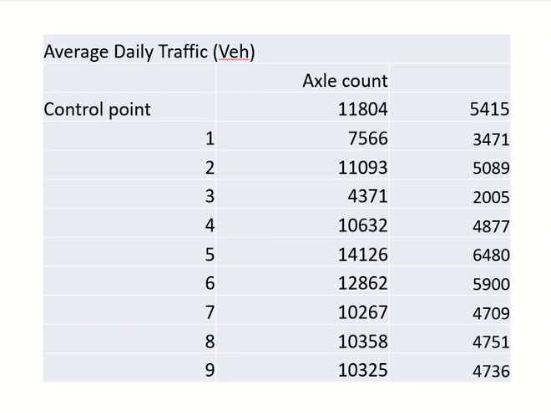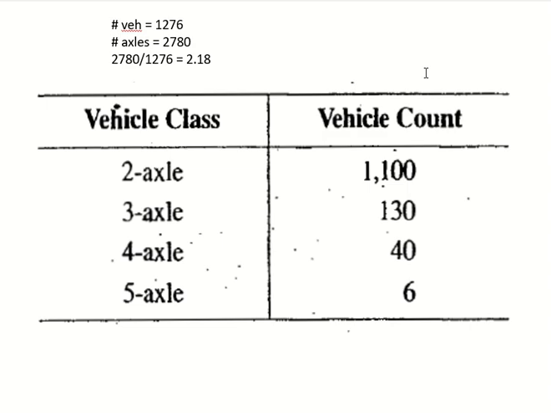Okay. Now, once you get the 12-hour Excel count, so I have the 12-hour Excel count for the control point, which is 11,804. To convert it to the number of vehicles, I divide by this number, 2.18, one Excel.